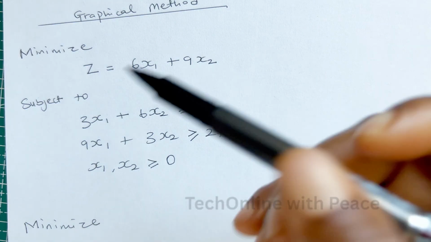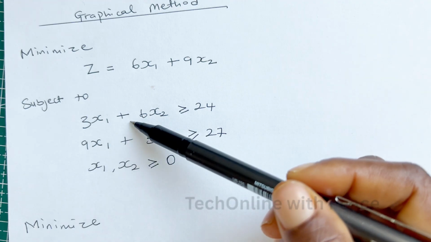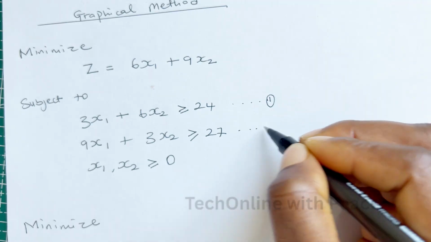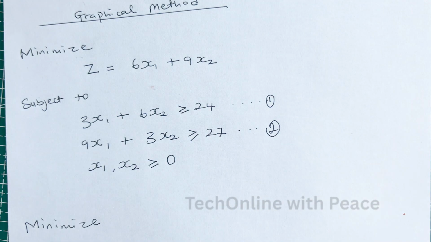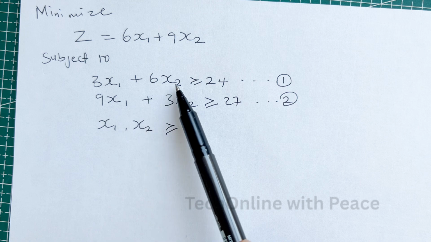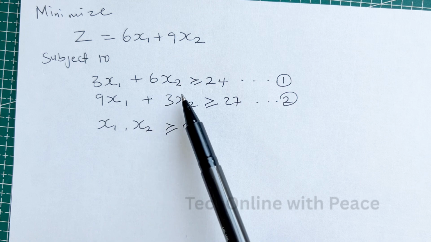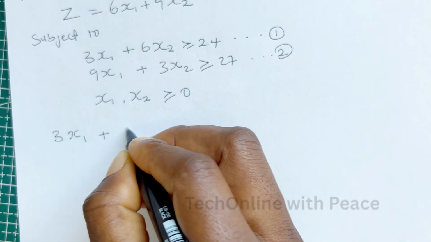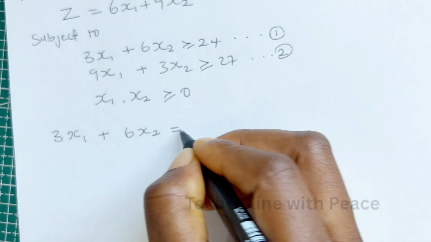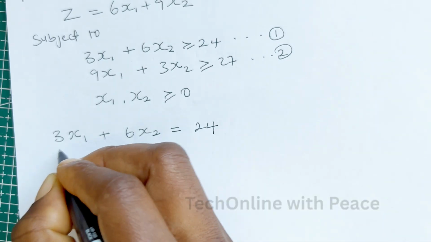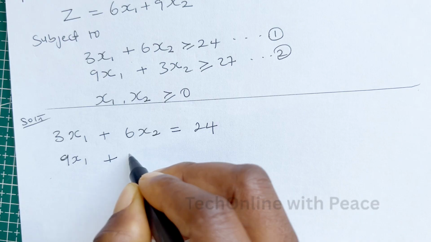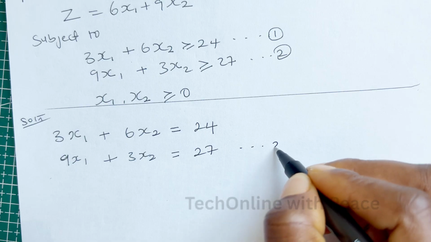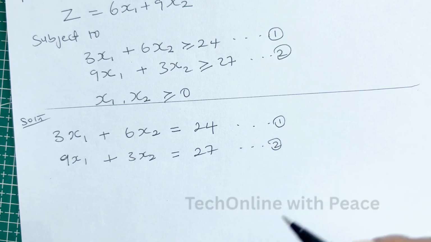So here, this is a minimization problem. We have our constraints, which is 2. So let's assume that this is constraint 1 and this is constraint 2. To solve this problem, we need to convert each inequality to an equation. So we have 3x1 plus 6x2 equal to 24, 9x1 plus 3x2 equal to 27 for the second constraint. This is for the first one.